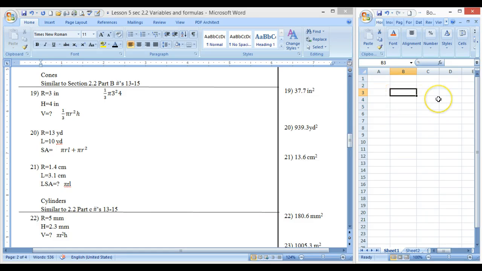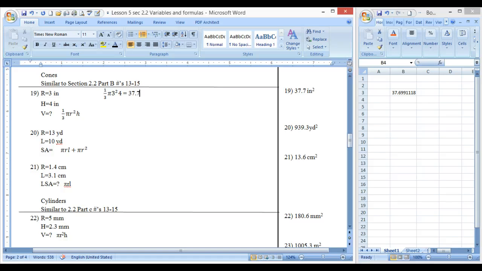To do pi in Excel, we do equals 1/3. In Microsoft Excel, you have to tell it times in between each number, times pi, P-I, and close your parentheses. So Shift 9, Shift 0. So that's 1/3 times pi times 3 squared, 3, Shift, and then do your caret, squared, and then times 4. There we go. Same answer either way. Equals 37, and I'm just going to round it to 0.7.